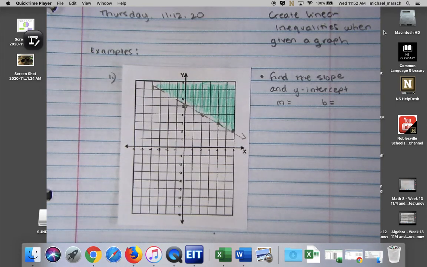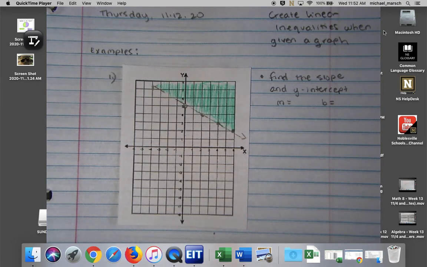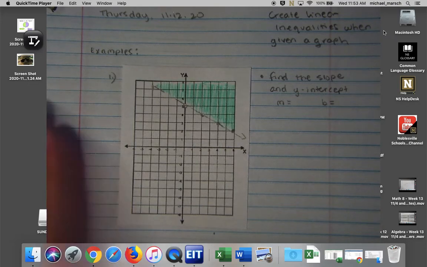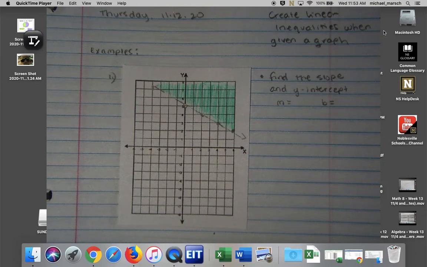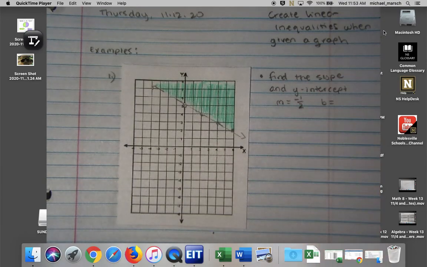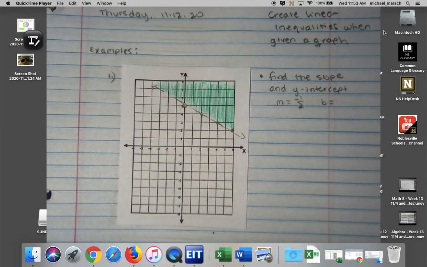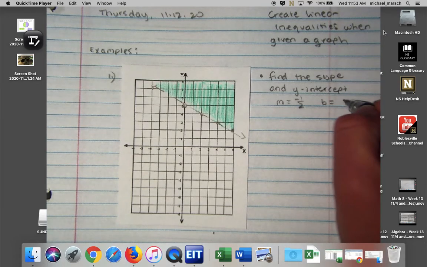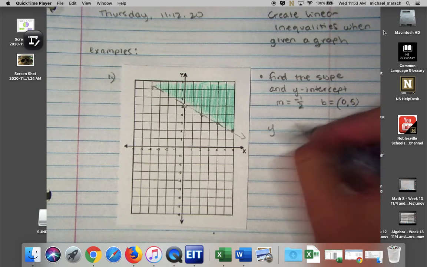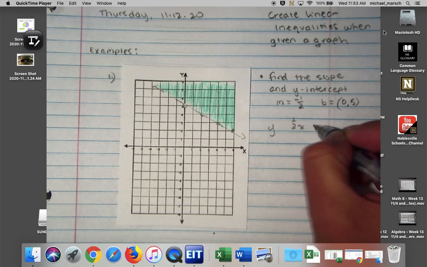All right, so in order to create our linear inequality, we have to have a slope and we have to have a y-intercept. So who can tell me what is the slope of this dashed line? What is it, Lily? -1/2. Yep. All right, down 1 over 2, down 1 over 2. Excellent. And Parker, what is my y-intercept? 0, 5. Right? So now I have the y, and I have the -1/2 x plus 5.